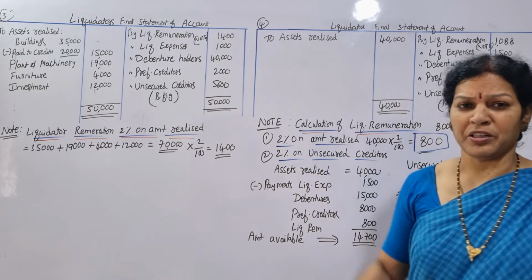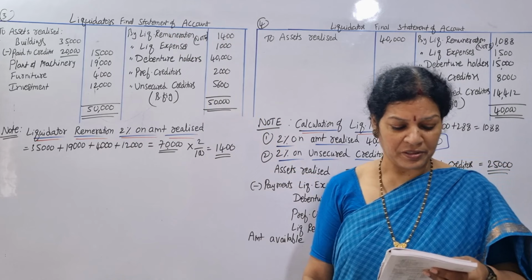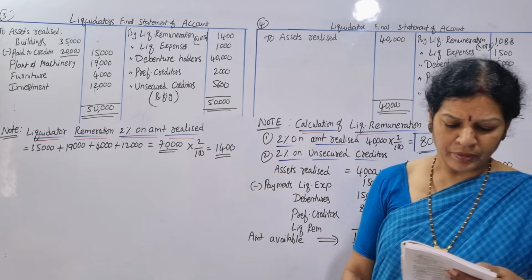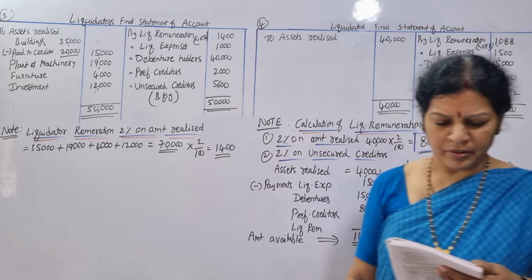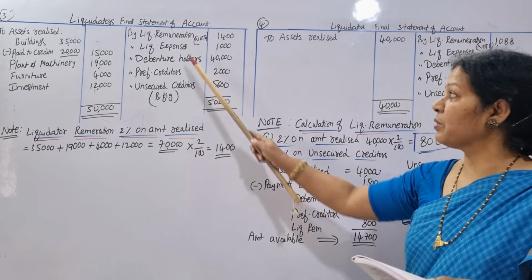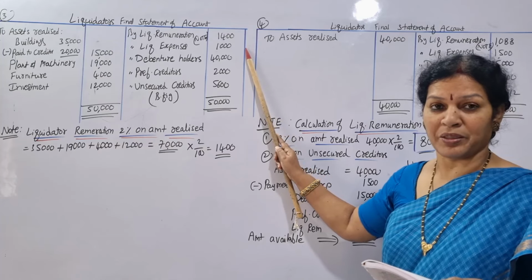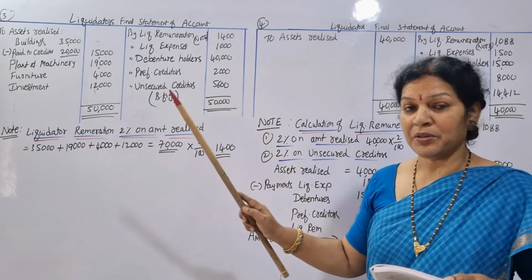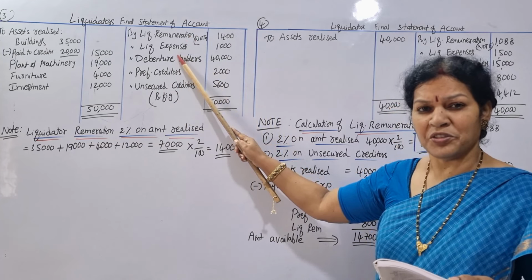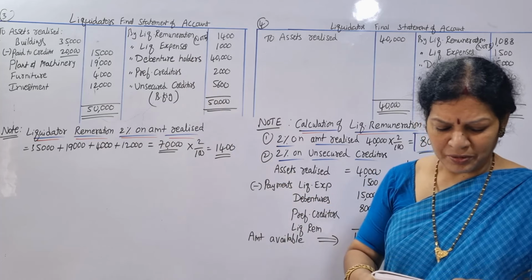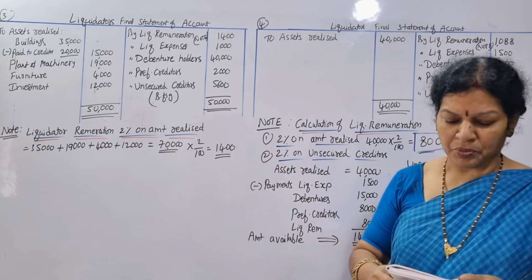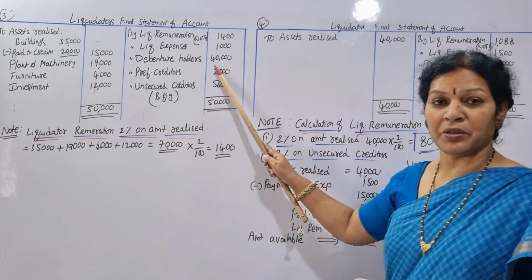After liquidator remuneration, next are liquidator expenses. Last one, the cost of winding up amount is 1,000, that is liquidation expenses 1,000. Then after that, liquidator remuneration and liquidation expenses are over. Next, debentures. Debentures 5% debentures 40,000. So debenture holders 40,000 we have paid.